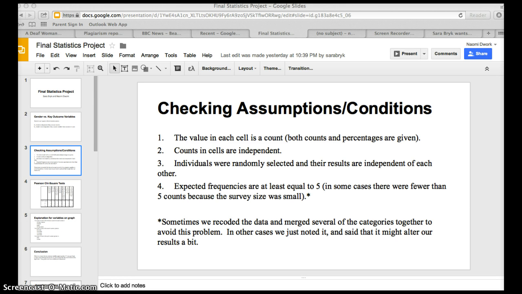Oh yeah, and one more thing. Sometimes we recoded the data and merged several of the categories together to avoid this problem. In other cases, we just noted it and said that it might alter our results a bit.